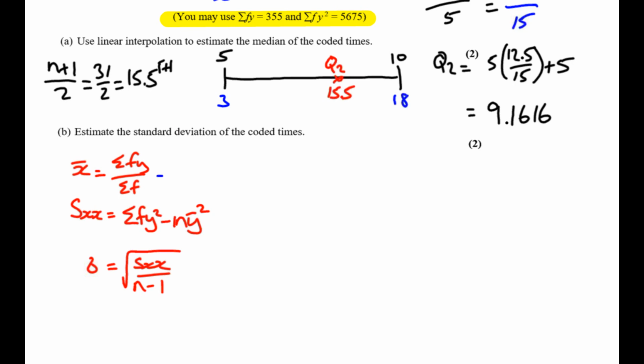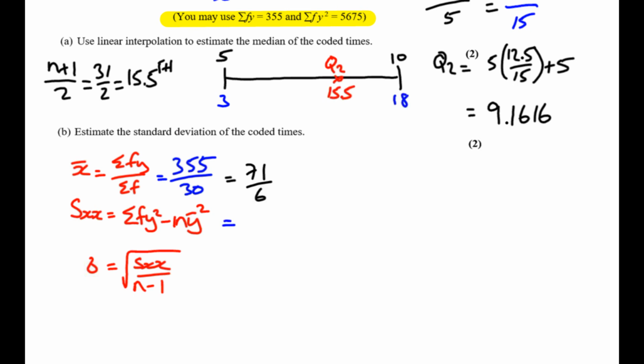Let's sub in what we need. So this is 355 divided by 30. Right, that's 71 over 6. I'm going to leave it as the fraction for now, just so that I can maintain accuracy throughout my calculations.